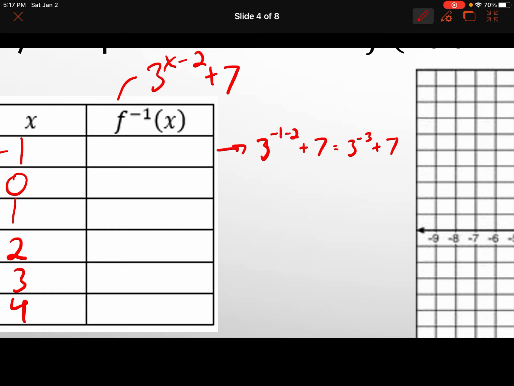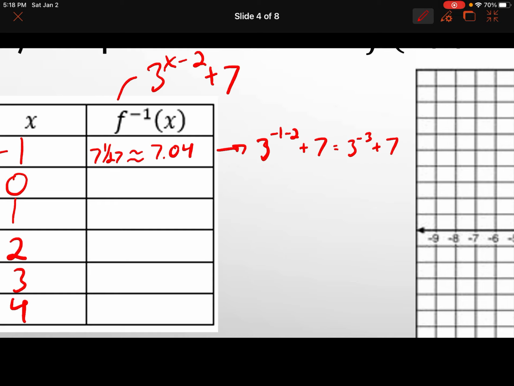At this point, you could just plug it into your calculator: 3 to the negative third plus 7. As a fraction, it would be 7 and 1/27, which is about, as a decimal, 7.04. And then we're just going to continue that with the rest of the x values, doing the same thing.